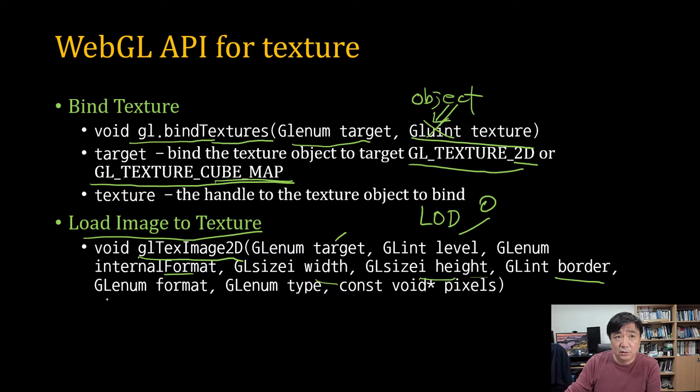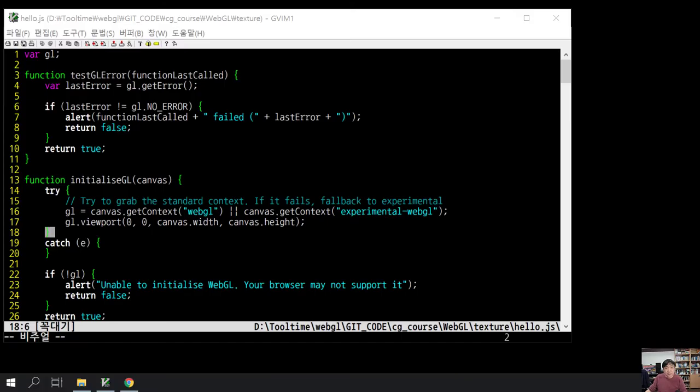And then we should select the format of the data. The format can be RGB, RGBA, that kind of thing. Okay. So it can be different, and the conversion occurs automatically.